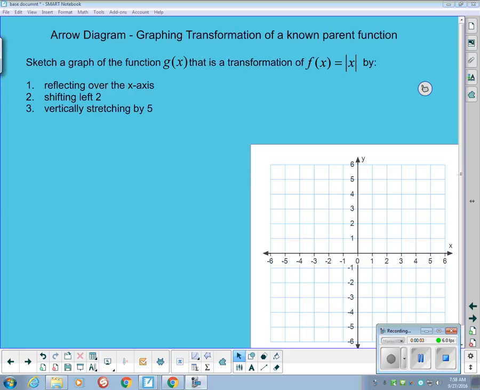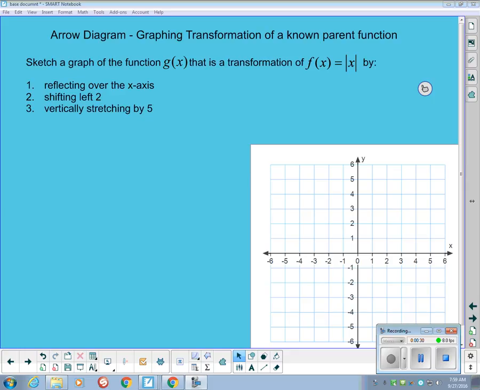Okay, in this video, we are going to look at how to use an arrow diagram to graph the transformation of a known parent function. I've set up a problem here. We're going to transform f of x equals the absolute value of x by reflecting it over the x-axis, then shifting it left 2, and then vertically stretching by 5. So we will build the arrow diagram first.